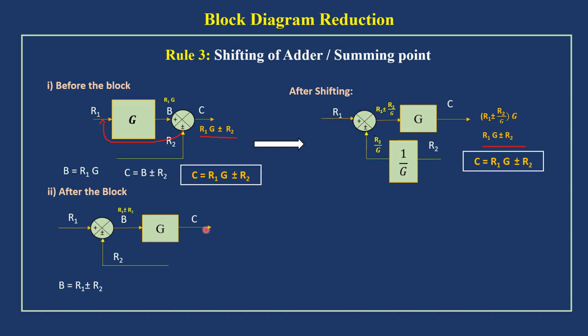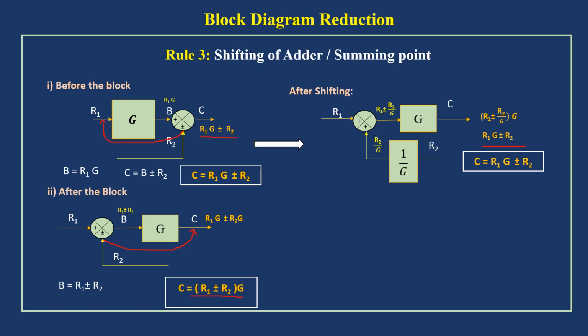And here the main output is represented as C. So C equals R1 plus or minus R2, into G. So when we expand that, this will become R1G plus or minus R2G. Now I am going to shift this summing point after the block such that this output should not be changed. Okay, we have to maintain the same output.